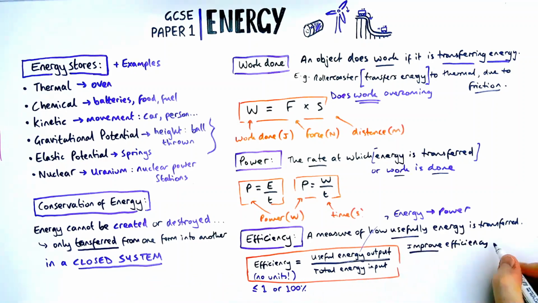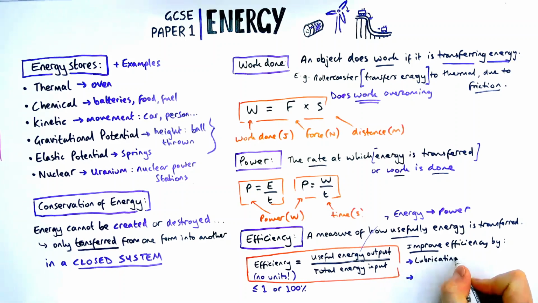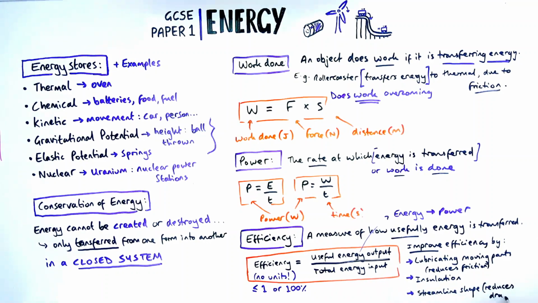To improve the efficiency of a machine or a system, you can do a number of things. You can lubricate moving parts, which reduces friction, just like car engine oil. You can try and insulate it as much as possible to reduce heat being transferred out, or you could try and streamline the shape, which might reduce drag.